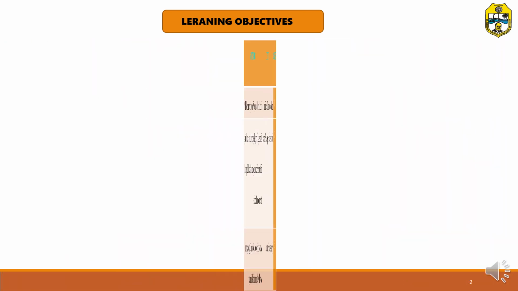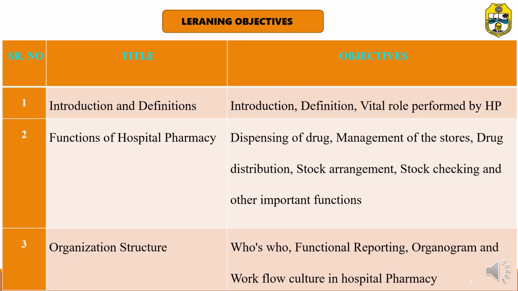So, dear learners, before moving forward, we need to discuss the learning objective. After successful completion, the learner should be able to understand the things related to hospital organization. For discussion, we need to segregate this topic into three important components. In the first component, we are going to cover the introduction and definition. In that, we will discuss the introduction of hospital pharmacy, the definition as per the WHO guidelines, and the vital role performed by the hospital pharmacy.